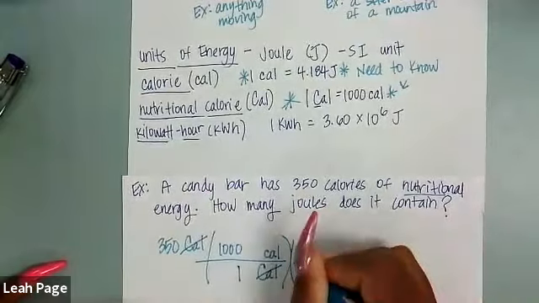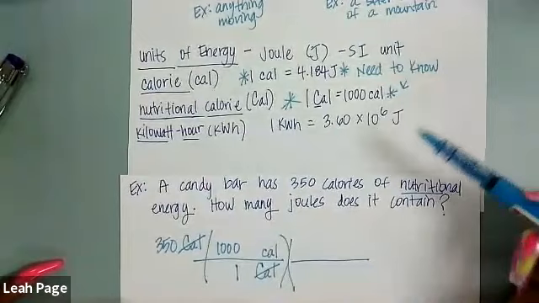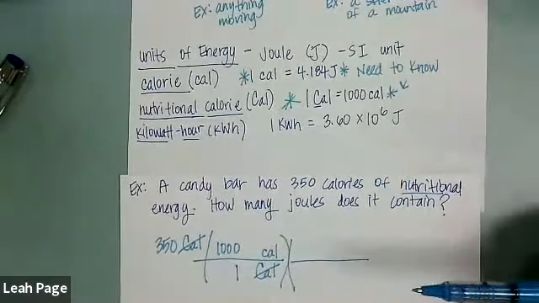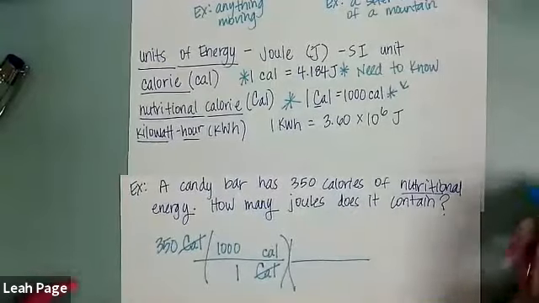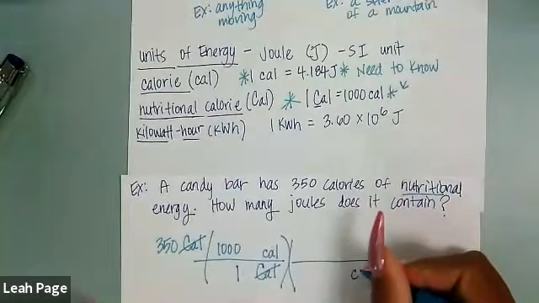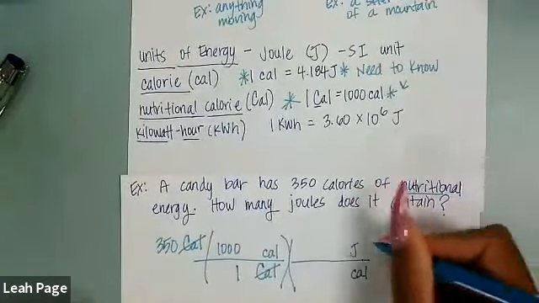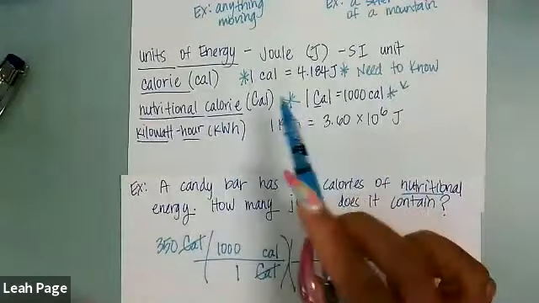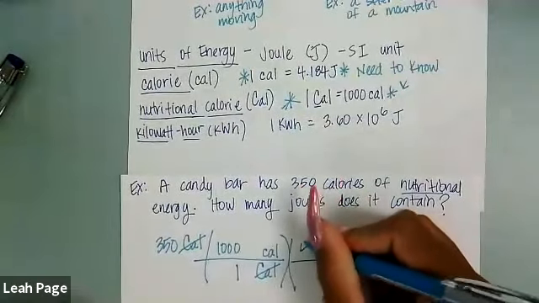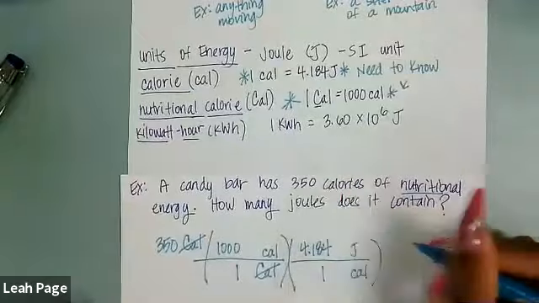The next step says I'm going to go from what, guys? What do you think I need to go to next? Calories to joules. We're going to go from little c calories to joules. So I'm going to put little c calories here, joules here. And the conversion says 1 calorie equals 4.184 joules.